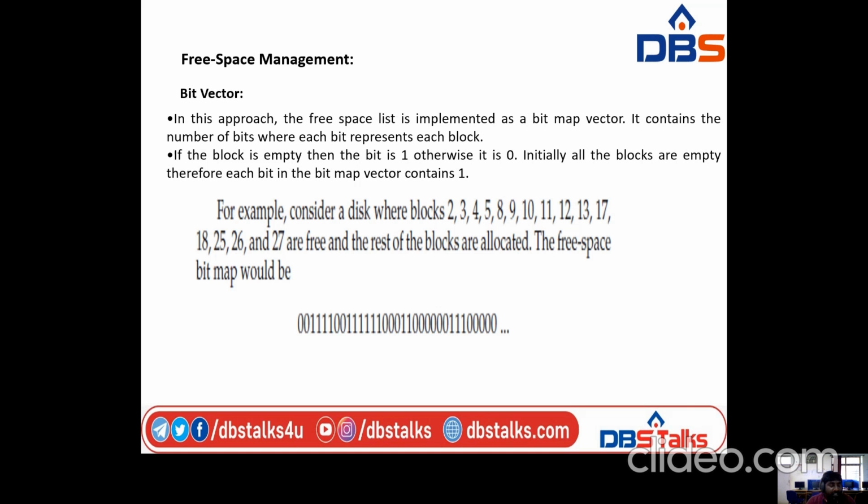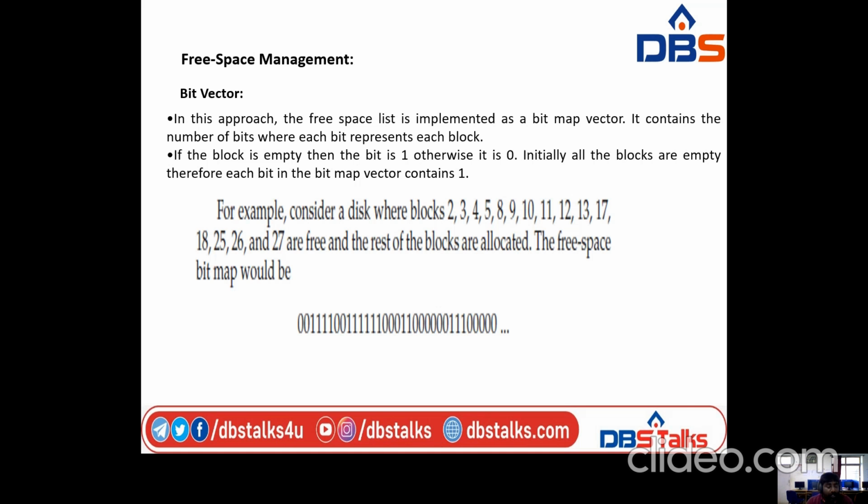A file system is responsible for allocating free blocks to a file. Therefore, it has to keep track of all the free blocks present in the disk. There are many approaches for implementing free space management. Among those, the major ones are bit vector and linked list. What is meant by bit vector?